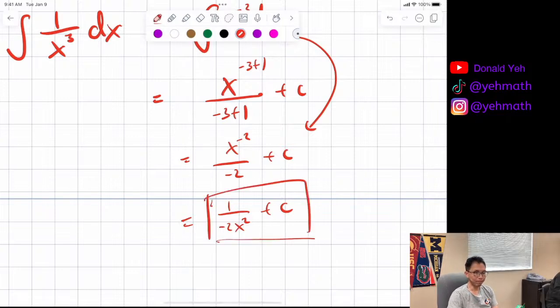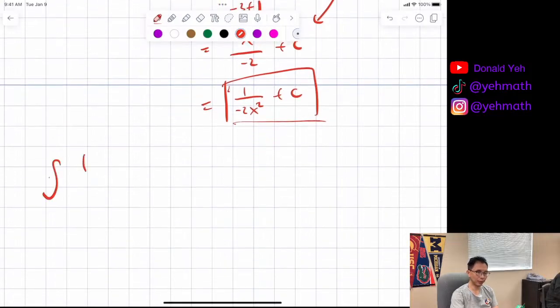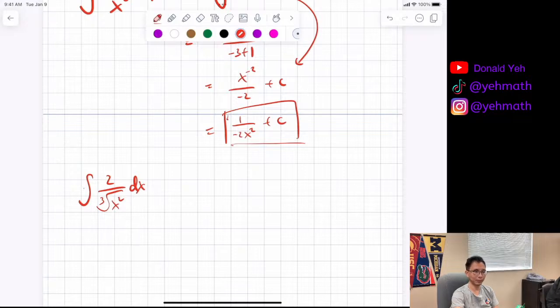Is that okay? Okay. Well, what's the integration of, oh, I'll give you a different one. 2 over the third root of x squared. I forgot a dx. Very bad. Bad teacher, bad teacher.